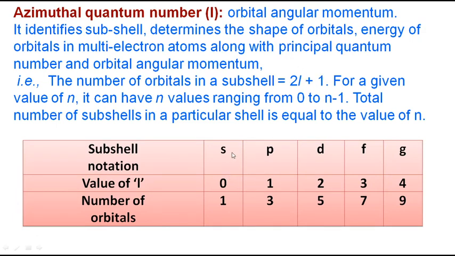Now you see S, P, D and F, these are notations of the subshell. So what is the value of l here? l value is 0 means it has the notation S. If the l value is 1, the notation is P. If the l value is 2, the notation is D. If the l value is 3, the notation is F. 4 means G.